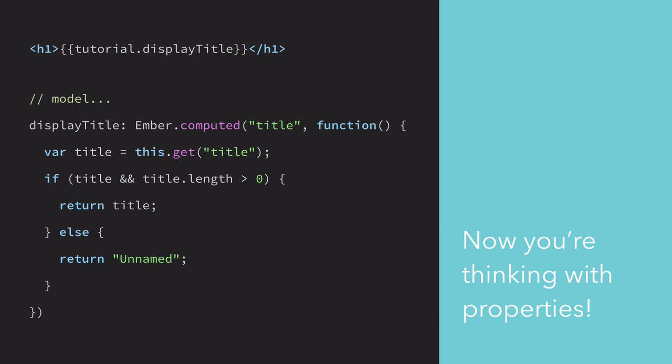So here in my model, I just add a computed property called displayTitle. And what that does is it goes and sets the title to unnamed if the title is blank, otherwise it returns the model title. And because I've got title as the first parameter to the computed property there, it'll update every time the model's title updates. And I can just do that in one quick Handlebars tag. Brilliant. This is really nice.